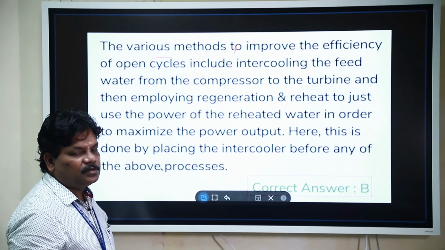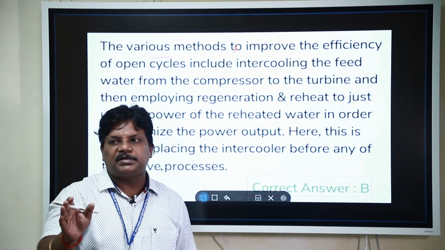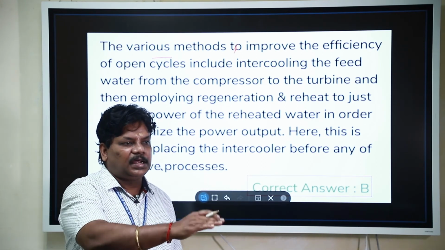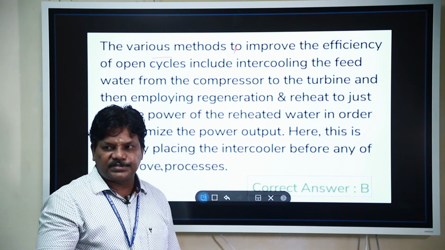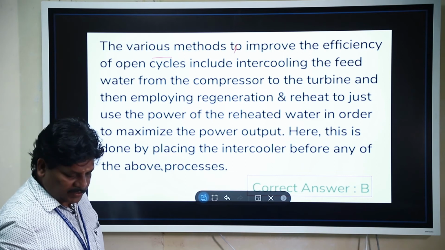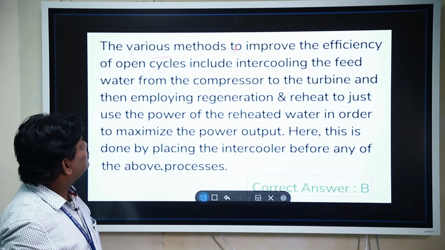Okay, so you have to be thorough with the position of the high pressure turbine, low pressure turbine and compressors. Then the combustion chamber, where is it kept? So you have to know all these things, whatever may be the cycle.